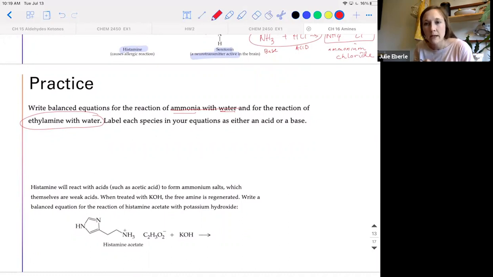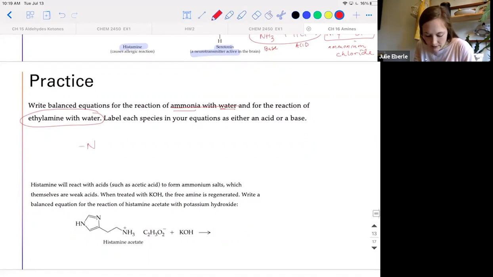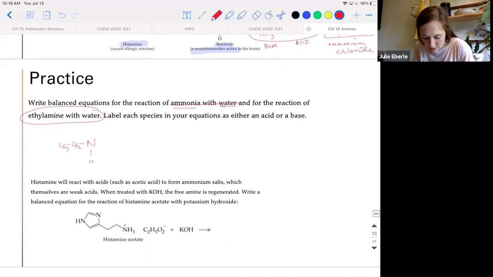So ethylamine, you've already drawn ethylamine, I think. We drew that earlier. That is a nitrogen, and we've got this ethyl group, CH2 and then CH3, and then 2 hydrogens branched off the nitrogen. There's ethylamine, and we've got water. So which one is going to be the acid and which one is going to be the base?